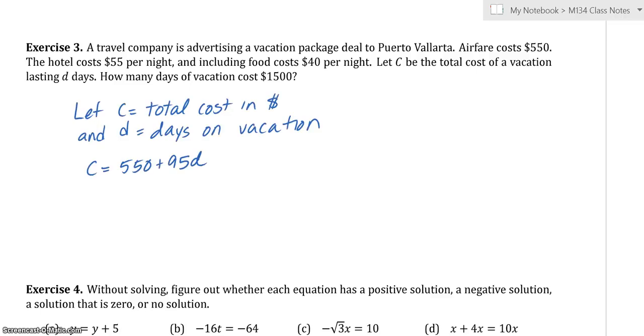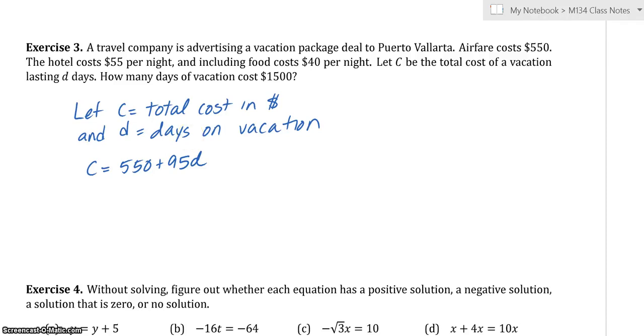Here's the solution. It says here a travel company is advertising a vacation to Puerto Vallarta. Airfare costs $550 and the hotel costs $55 per night, and including food cost, which is about $40 a night. Let C be the total cost in dollars, so I just wrote that, and lasting D days, so D is the days on vacation. And I ask a question here, how many days? The vacation costs $1,500. So I just went for C and D.